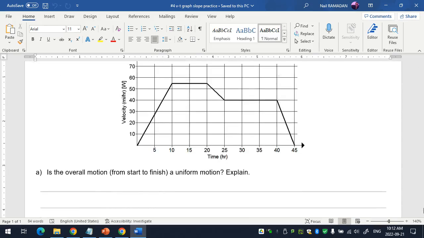Is the overall motion from beginning to end a uniform motion? How many people say no? Okay, you have to give me a reason. Hannah, go ahead. Give me a reason why this in no way represents uniform motion. By the way, an easy way to think about it: think of the two conditions that have to be met for uniform motion to exist.